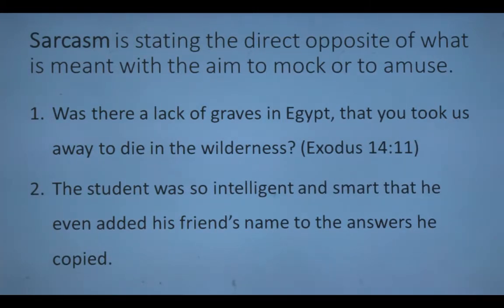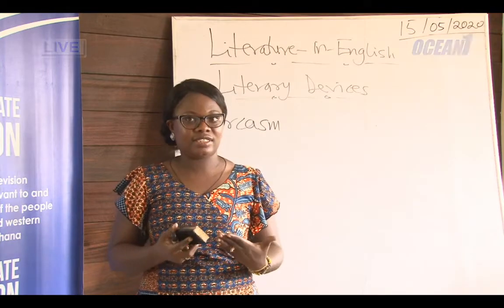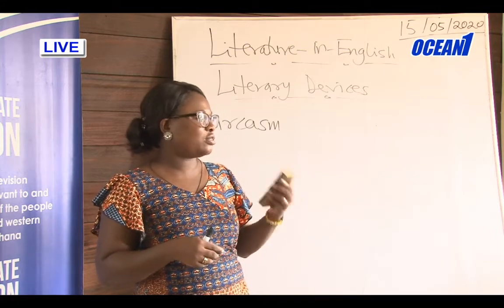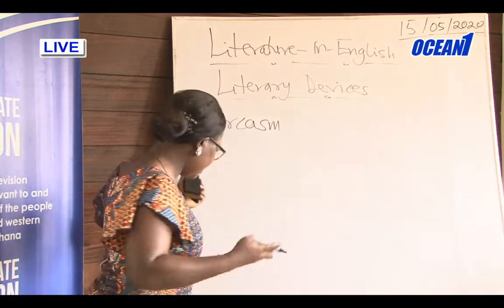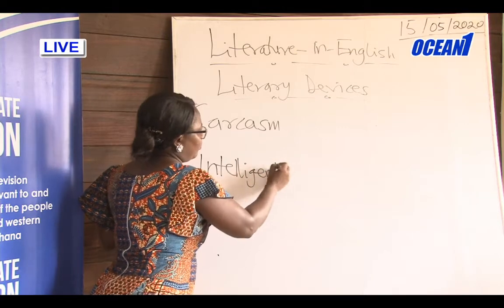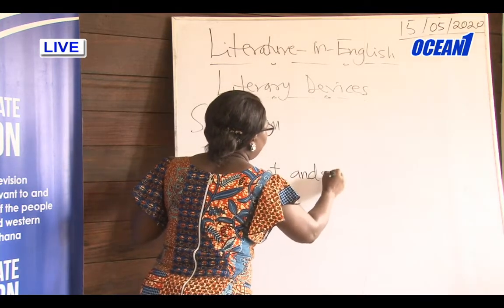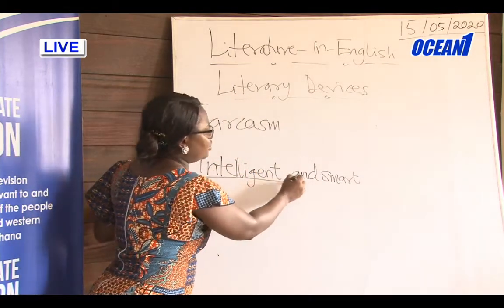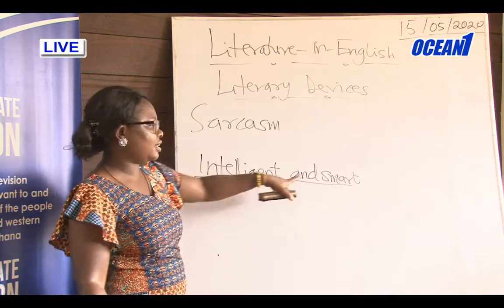The next one is, the student was so intelligent and smart that he even added his friend's name to the answers he copied. Let's take it that there is an examination and then somebody copies another friend's answers he had written and even added his name. Then the teacher says, the student was so intelligent and smart. Here, we realize that we are talking about the direct opposite of intelligent and smartness.